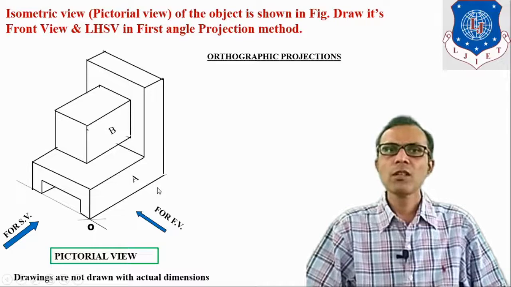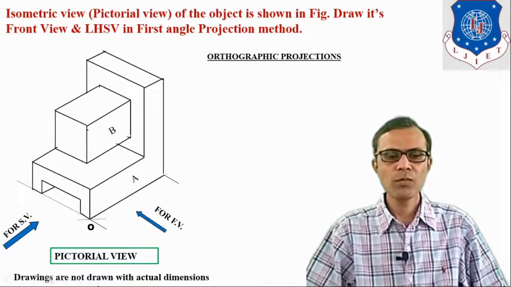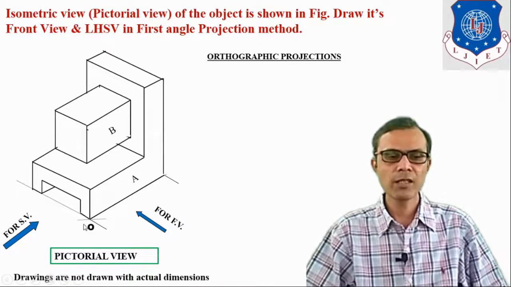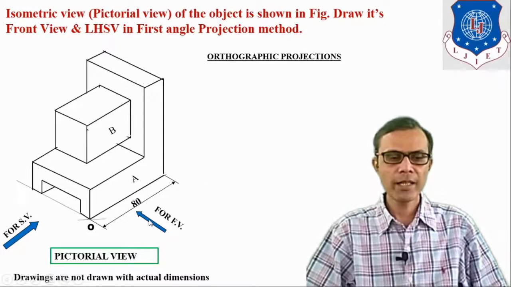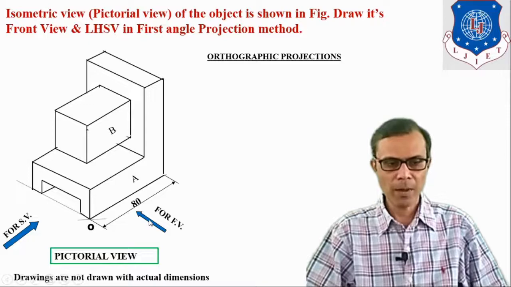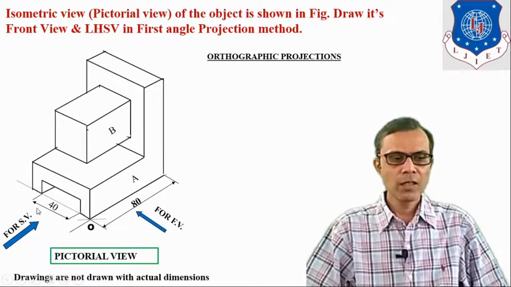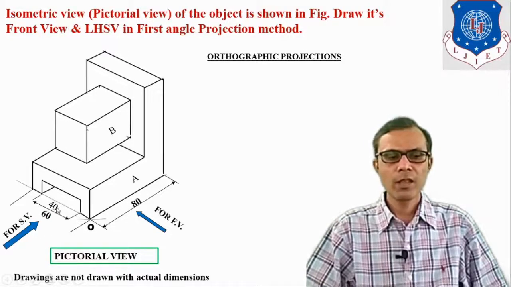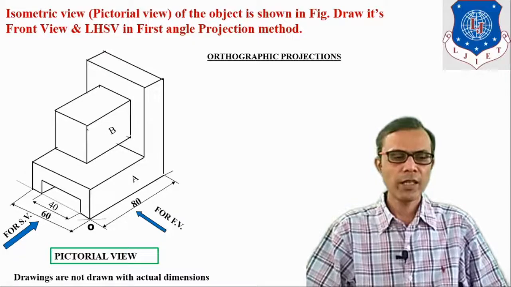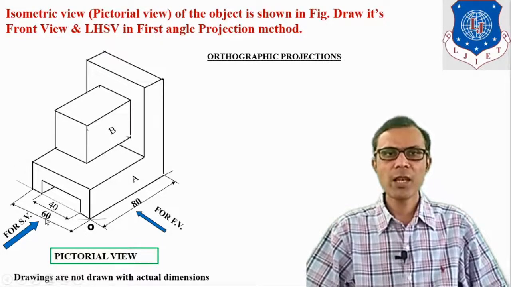Now let's see the dimensions of this object. From this direction, from the front view direction, this dimension is the length of the given object. So here the length is given as 80 mm. Another dimensions, let us see what are the dimensions. This slot is 40 mm. Total width is 60 mm. It is the total width, 60 mm.